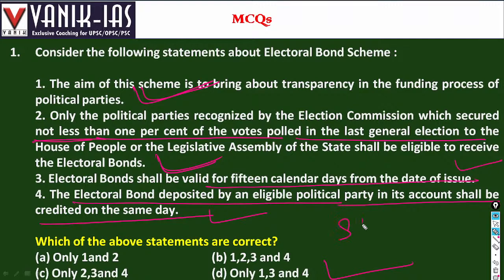electoral bond scheme. SBI is authorized as the bank to issue the electoral bonds and encash these bonds. Right. And another thing is that these bonds have denominations of 1000, 10,000, 1 lakh, 10 lakh and 1 crore. These are the denominations in which the electoral bonds can be encashed. Okay. So this is electoral bonds. Next question.